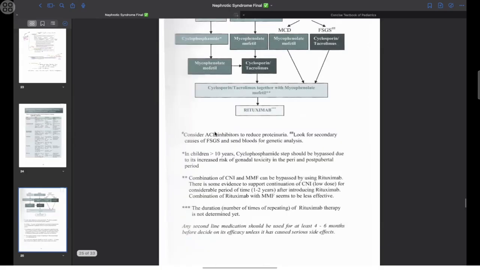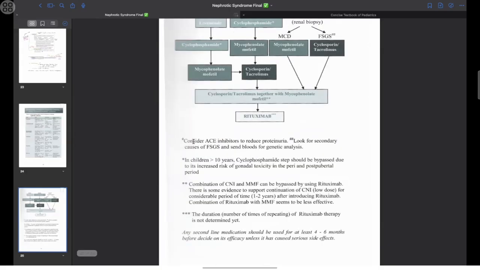Another important thing is that you give ACE inhibitors. They are antiproteinuric drugs, so they reduce proteinuria. But they are not given in the acute phase, because nephrotic syndrome is a hypovolemic state. If you give an antihypertensive, the patient will go into more hypovolemia. So once the acute stage is finished and the patient is more stable, we start the patient on ACE inhibitors to reduce the proteinuria.